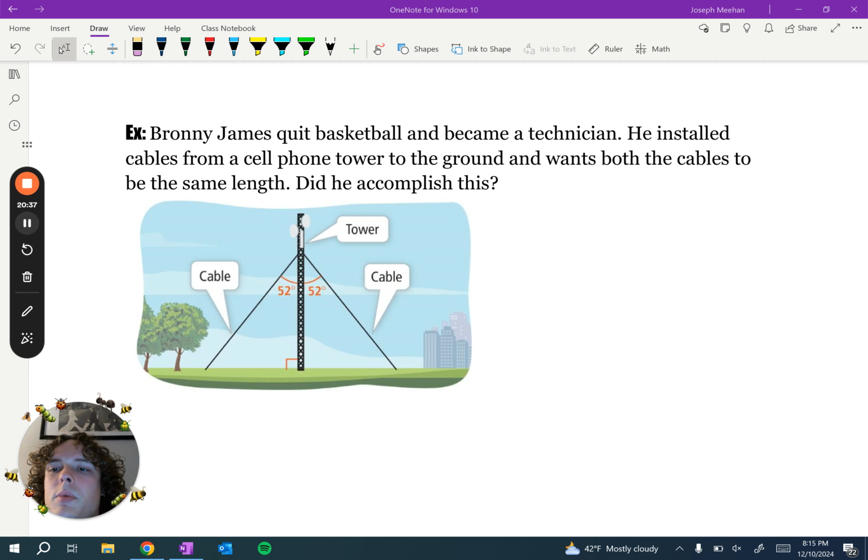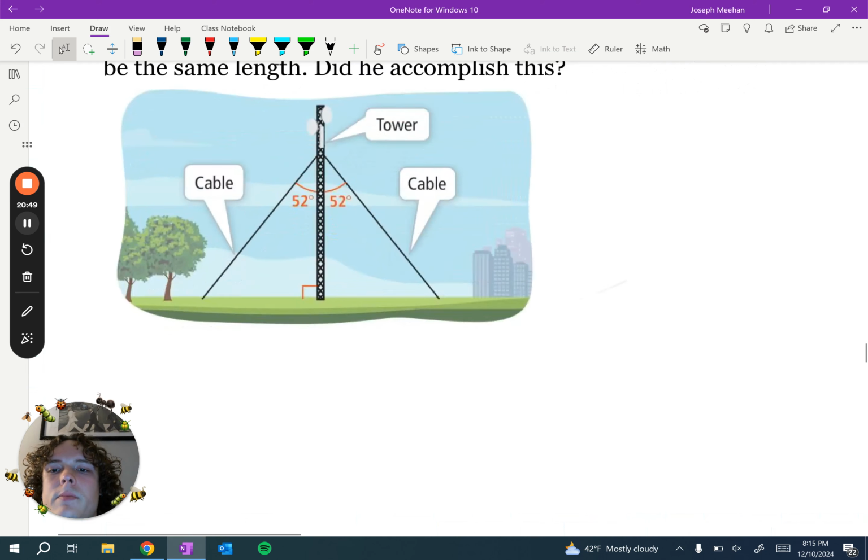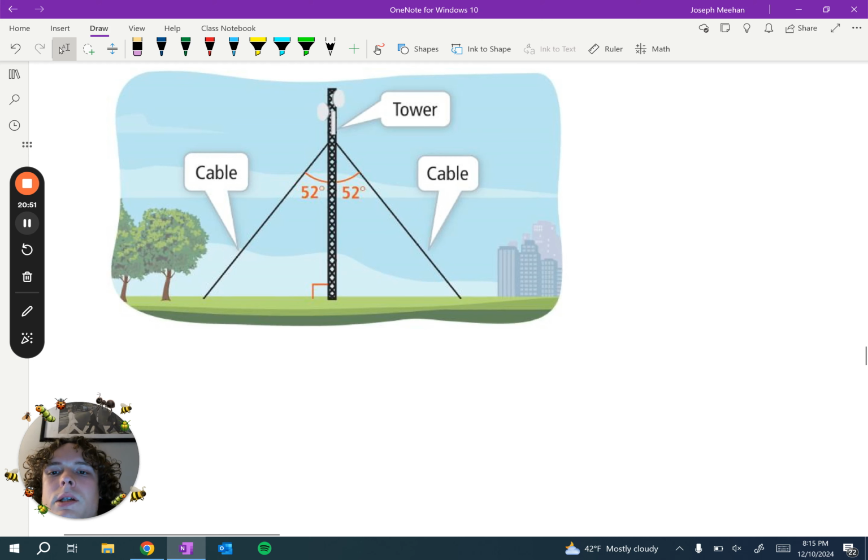There we go. All right, here's an example. It says Bronny James quit basketball. Oh no. And he became a technician. He installed cables from a cell phone tower to the ground and wants both the cables to be the same length. Did he accomplish this? Let's figure it out. So let's see. It looks like we have some cables, a tower, and it looks like the angle created by the cables and the tower are 52 degrees. Those are obviously both congruent, okay?